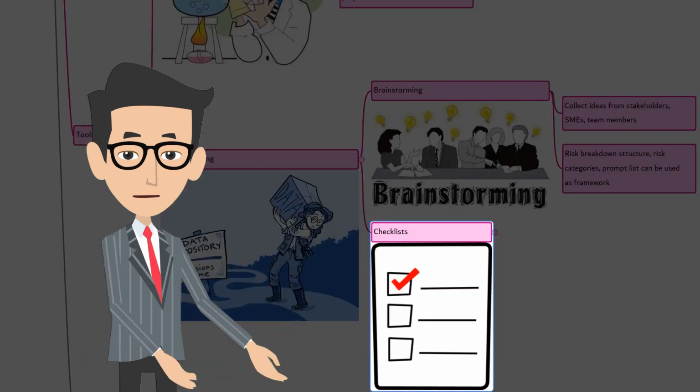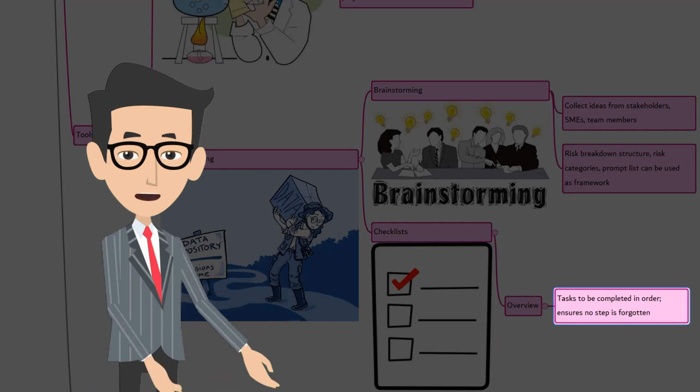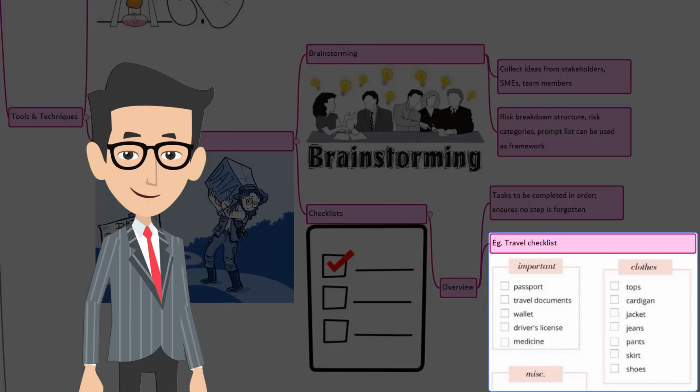Second, checklist. First, overview. A checklist is a comprehensive list of crucial tasks to be completed in a specific order. This ensures no important step is forgotten. Example, travel checklist. I hope you remember our earlier discussion. Often checklists are used as reminders.